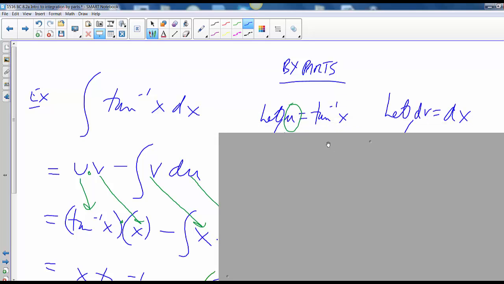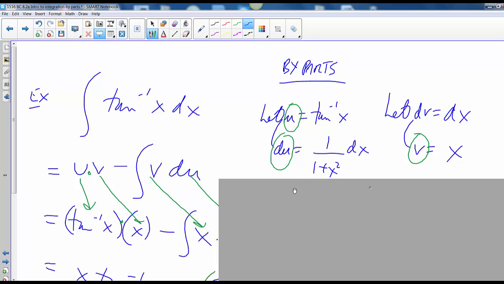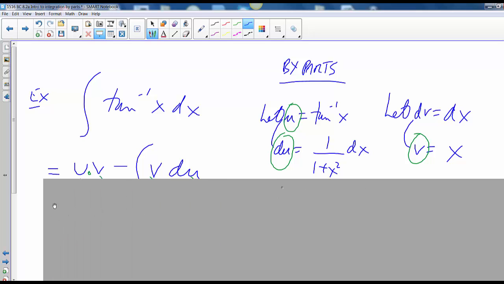So once we've got our u, we want to differentiate. Remember the derivative of inverse tan is 1 over 1 plus x squared. Remember we learned the integral of 1 over 1 plus x squared is inverse tan. That's because the derivative of inverse tan is 1 over 1 plus x squared. Over here we have dv equals dx. We want to isolate v, therefore v equals x. So there's our u, there's our v, there's our du, here's our formula, and it's just a question of substituting at this point.